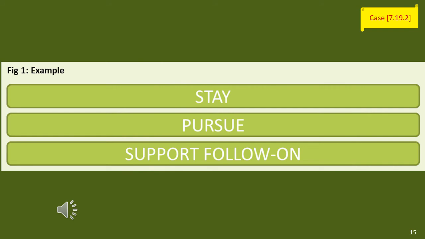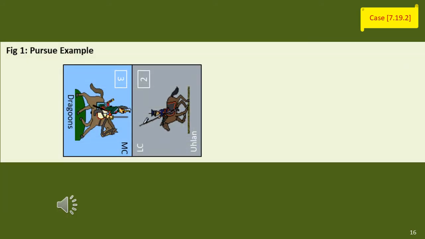We have covered what happens to the loser. The victor can also do a few things. These are a list of what the victor can do: either stay put, pursue, or a support follow-on, which is basically supporting elements which are doing something very similar to pursuing. Now, these results exclusively involve elements which were involved in close combat. If you win a fire combat, you always stay put.